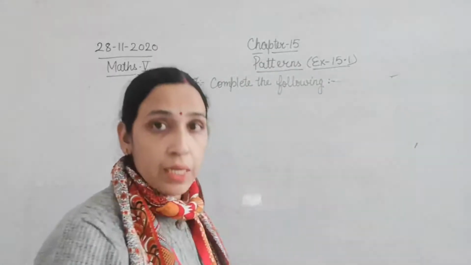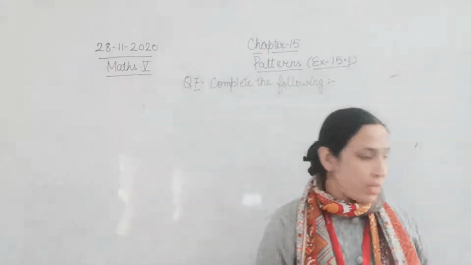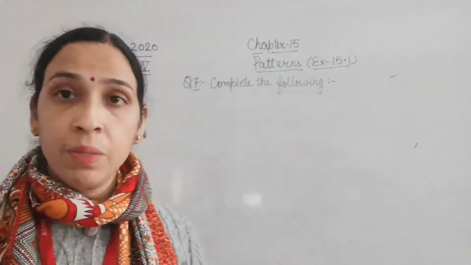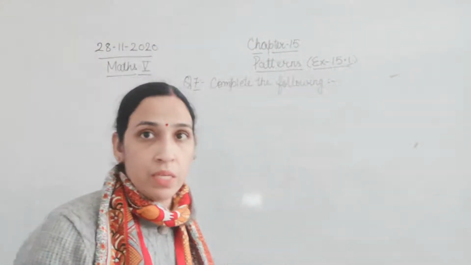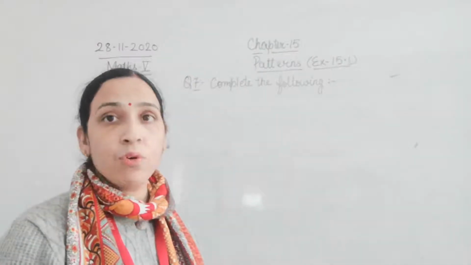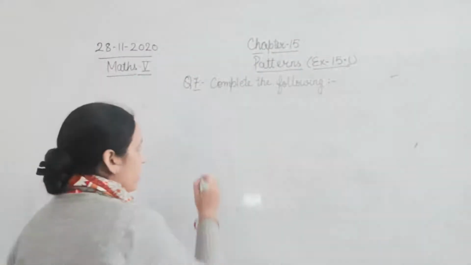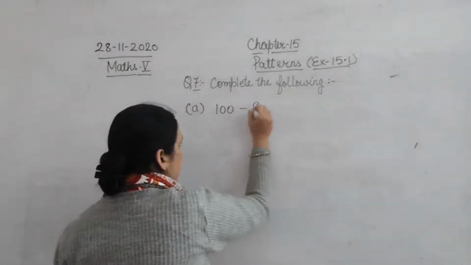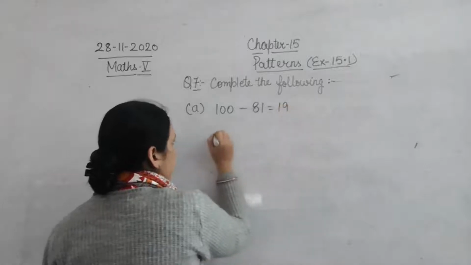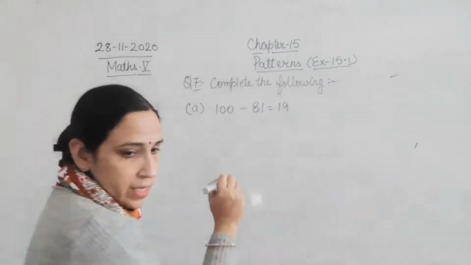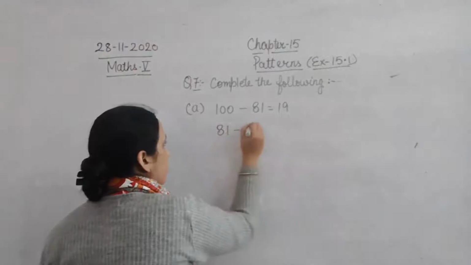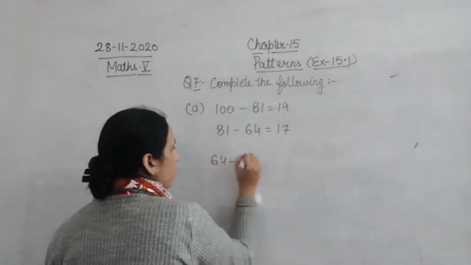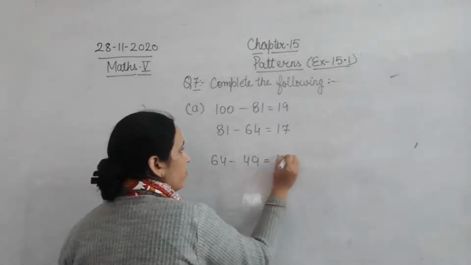What is given to you? 100 minus 81 will be equal to 19. After that, 81 minus 64 will be equal to 17, and 64 minus 49 will be equal to 15. That is the series of numbers: 100 minus 81 equals 19, then 81 minus 64 equals 17, and 64 minus 49 equals 15.